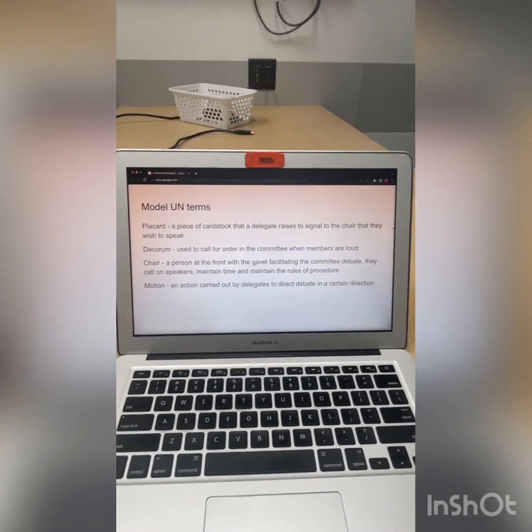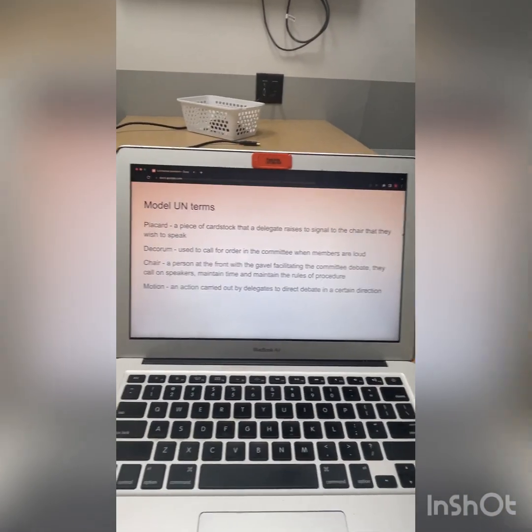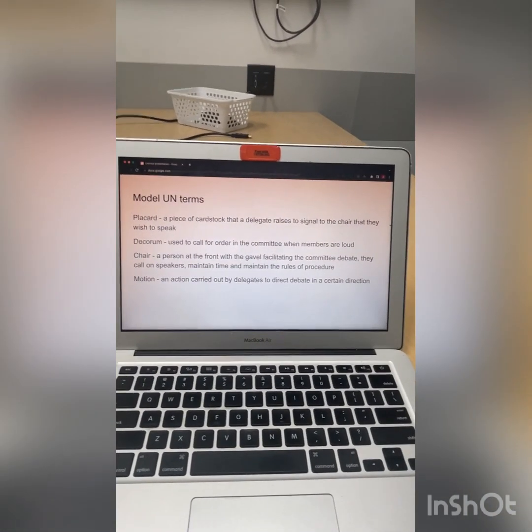There's also the term decorum, and that is used for calling order the committee. So it's basically telling someone to quiet down when things get out of order, because things can get pretty heated in the Model UN debate.